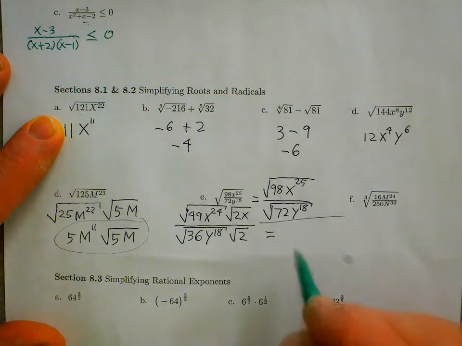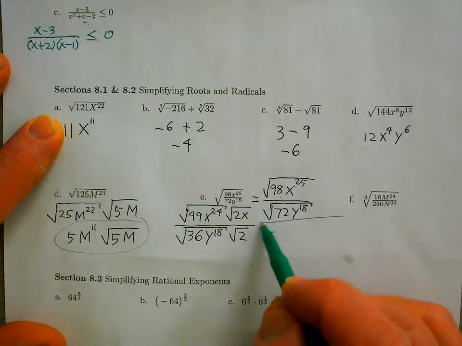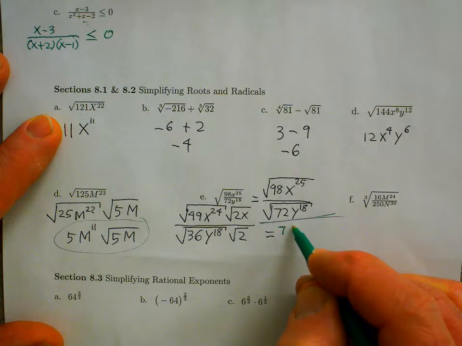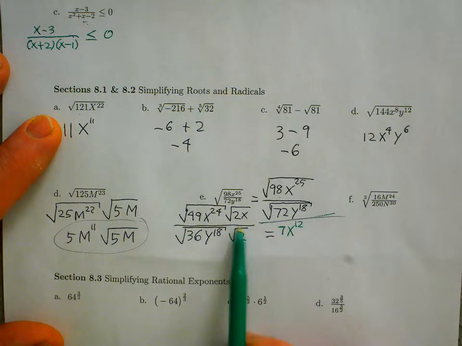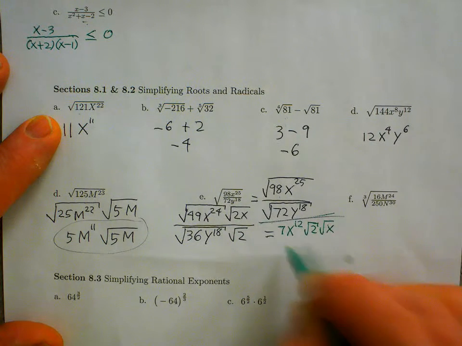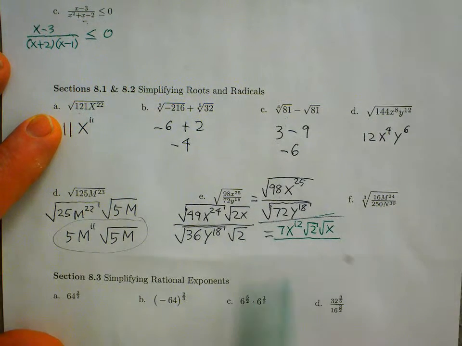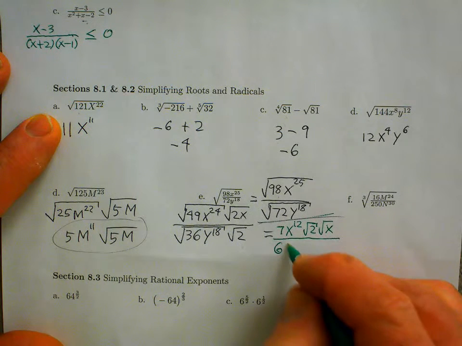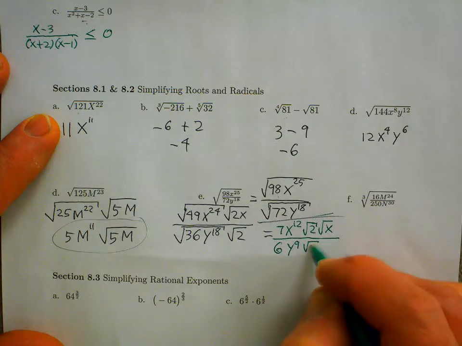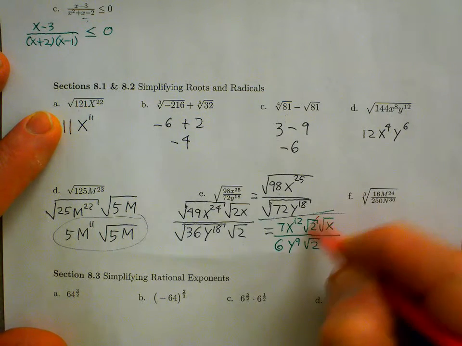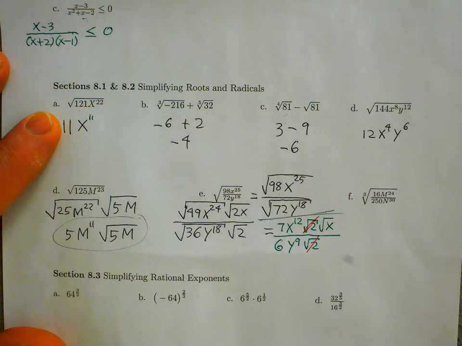I'll use a different color ink to distinguish between the expressions. So here in the numerator we have 7 times x to the 12th. I'm going to rewrite the square root of 2x as the square root of 2 times the square root of x, because in the denominator we have a square root of 2. But before that, the square root of 36 is 6. The square root of y to the 18th is y to the 9th, and then times the square root of 2. So we get a cancellation. The square root of 2 divided by the square root of 2 equals 1.